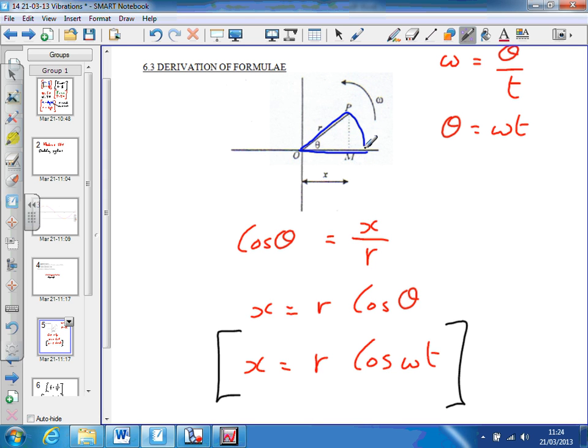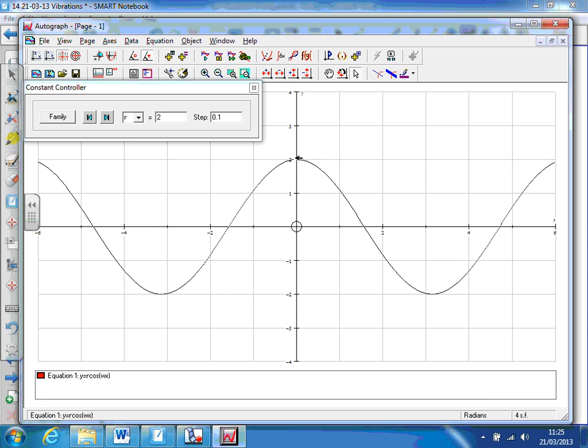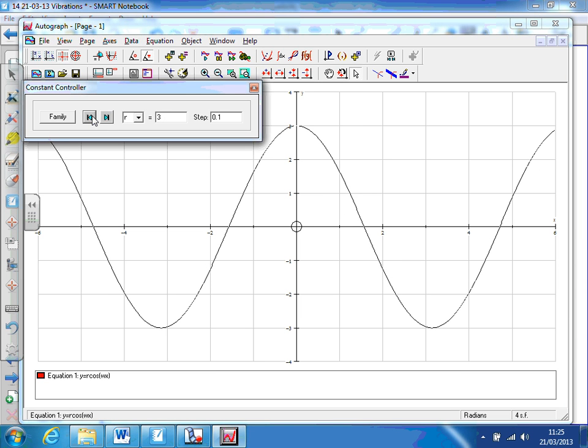So at time 0, it's here. At time 0, it's here on the curve. So this is the x displacement on the x-axis here, and it's initially at the start point there, at the highest point it's going to be. So R represents the amplitude. In this case, it's 2. And I can change that. Amplitude of 3 means at time 0, it's starting at 3.